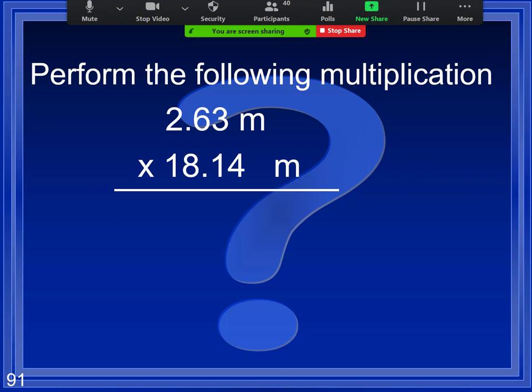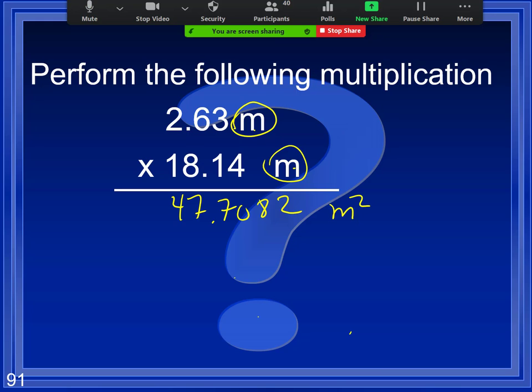Okay. What about multiplication? Well, 2.63 times 18.14 is 47.7082. And notice this is meters and meters, M and M. M times M is M squared. We treat the units just like we treat x's and y's. Treat the units just as a variable. So if you multiply x times x, you get x squared. If you multiply m times m, you get m squared.